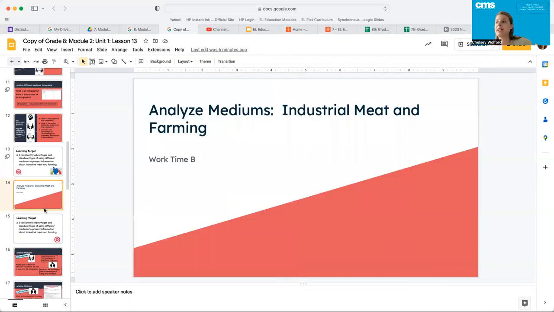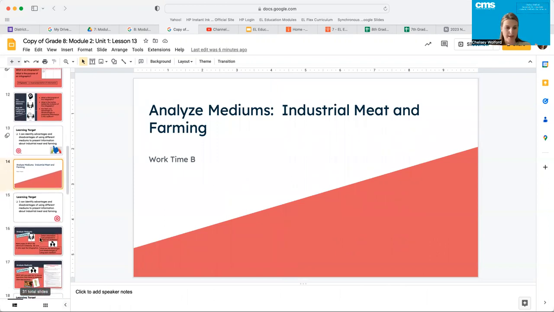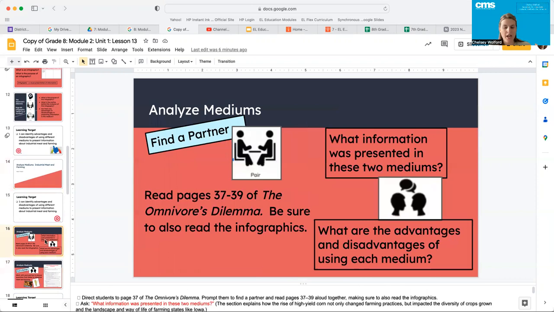All right, guys, so we're ready to look at some different mediums, and we're going to talk today through industrial meat and farming, okay? So with your elbow partner, I want you to go read pages 37 through 39 of the Omnivore's Dilemma. Be sure to also read the infographics. All right, let's do that first. After that, you're going to answer these 2 questions. What information was presented in these 2 mediums? And what are the advantages and disadvantages of using each medium? Okay, so go ahead and with your elbow partners, pause the video, work through this, and maybe then share out as a class. I think that would be a great idea. And you guys can come back to me when you're ready to move on.